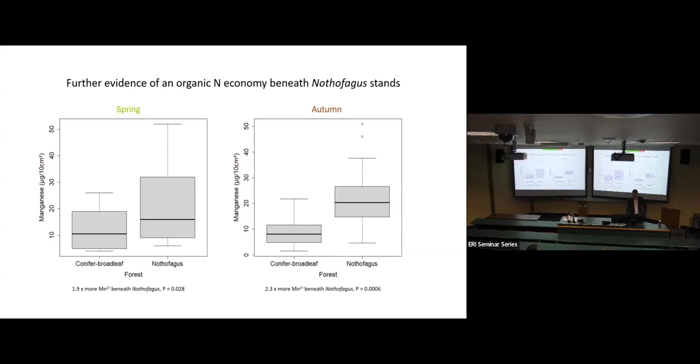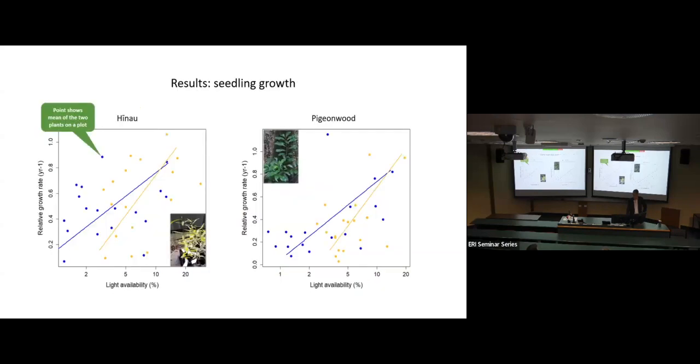Now I'm going to show you some data on how the seedlings responded to the different growth environments. So there's a graph showing the growth of each species in relation to light. Okay? Note that the light is shown on a log scale because plant growth doesn't respond linearly to light, it responds to log light.